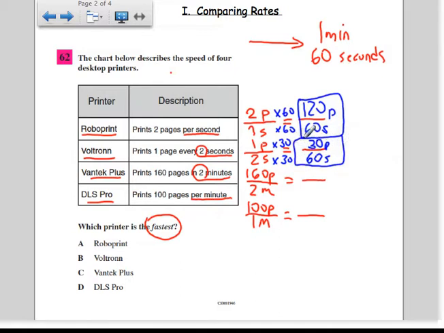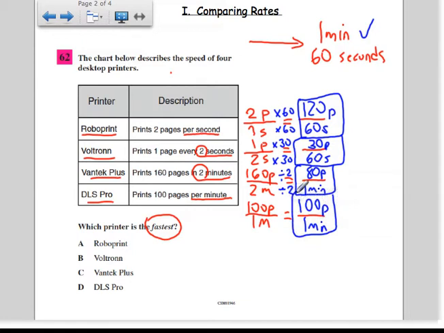Next, Vantech. 160 pages per 2 minutes. If I want this to be out of 1 minute, I actually need to divide by 2. And divide by 2. 160 divided by 2. This printer is a little faster than the last one at 80 pages per minute. And then last one, 100 pages per minute. Well, that's already using the amount of time that I want. So that's 100 pages in 1 minute.